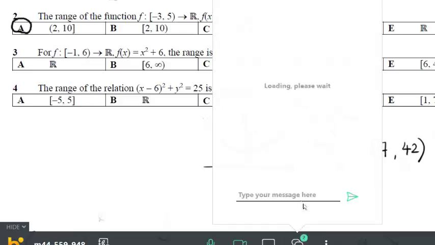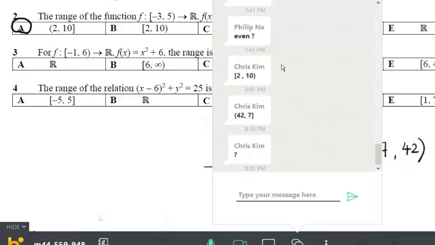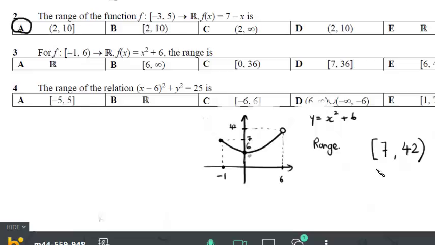All right, I got some other responses. Chris is saying 42, but 42 has to be higher than 7, isn't it? Chris has a very similar answer: 42 and 7 inclusive. However, the answer is actually 6 to 42.